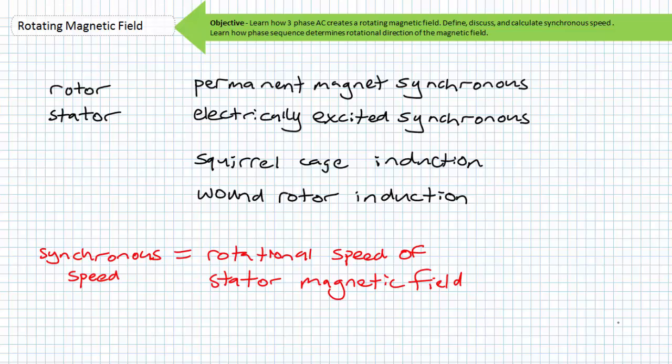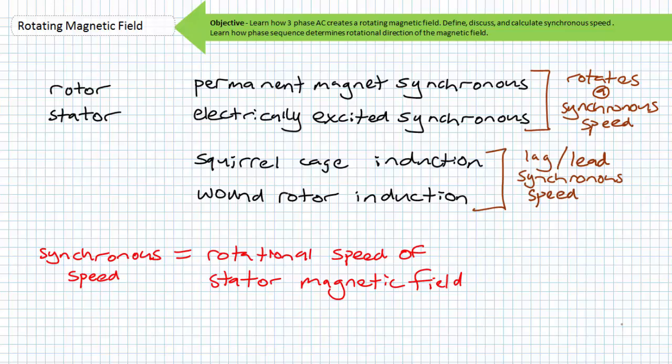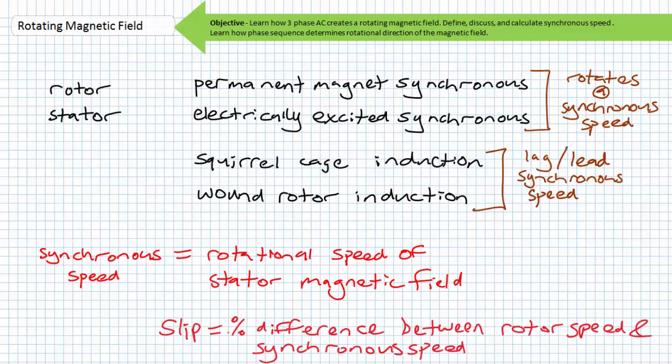The term synchronous speed is the rotational speed of the stator magnetic field in units of revolutions per minute, or RPM. Depending on the type of rotor construction, the rotor may or may not rotate at synchronous speed. Synchronous machines, as the name implies, ordinarily rotate at the synchronous speed of the rotating magnetic field, whereas induction machines ordinarily lag the synchronous speed in motor mode and leap ahead in generator mode. The differential between rotor speed and synchronous speed for induction machines is sometimes called slip and ordinarily expressed as a percentage of synchronous speed.